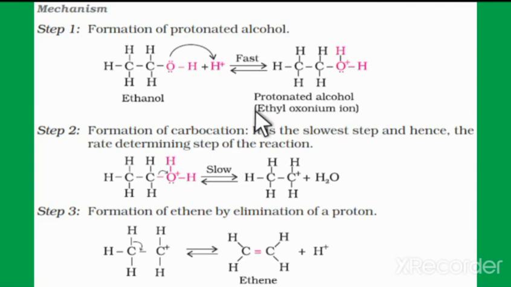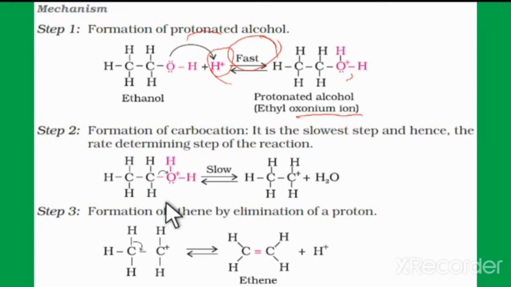This is the mechanism of the conversion of ethanol to ethene. The first step is protonation. When ethanol is treated with a proton, H plus, it forms an oxonium ion. The oxygen of the ethanol accepts this proton by donating a pair of electrons to the H plus, and the oxygen gets a positive charge. This is known as the ethyl oxonium ion. During this step the proton is added to the alcohol, and it is a very fast reaction.